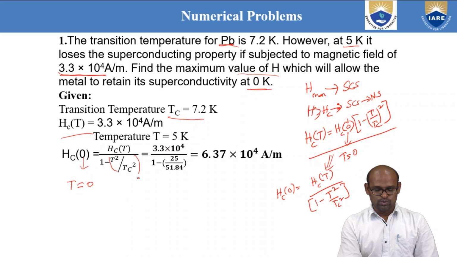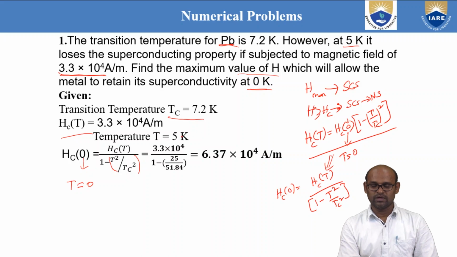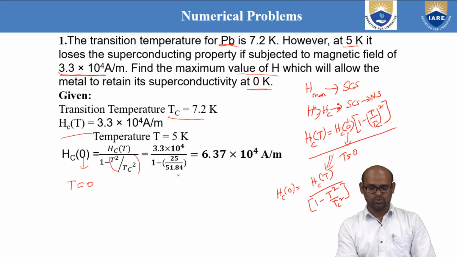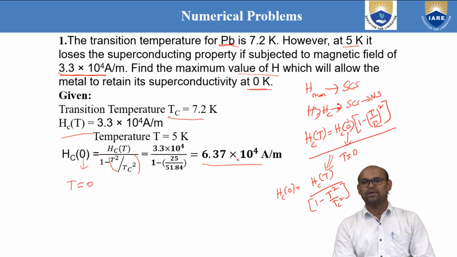We know the value of Hc of T, it is given. Substitute the value of Hc of T, which is 3.3 into 10 power 4, divided by 1 minus T square, where T is 5 Kelvin, so T square is 25, divided by Tc square. Tc square is 7.2 whole square, that is 51.84. Now we can calculate this, and we end up with the value of 6.37 into 10 power 4 amperes per meter.